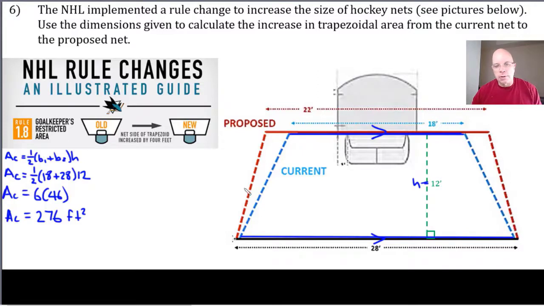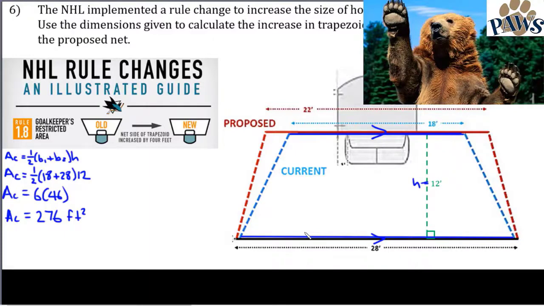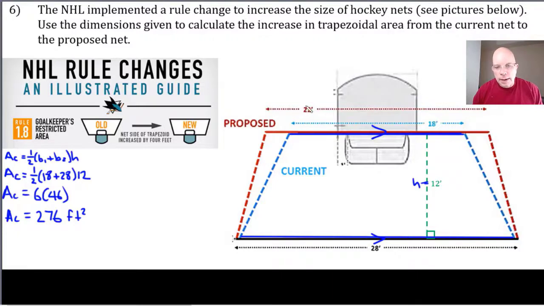During the pause, focus on the proposed net, the red outlined trapezoid, and find the area of the proposed net, and then try to find the increase in the trapezoidal area using those 2 areas, and come back after the pause and compare your work to mine. Paused. The proposed net has the same height as the current net, and one of the bases is the same. This 28-foot base is still 28 feet, but this other base has been increased to 22 feet.